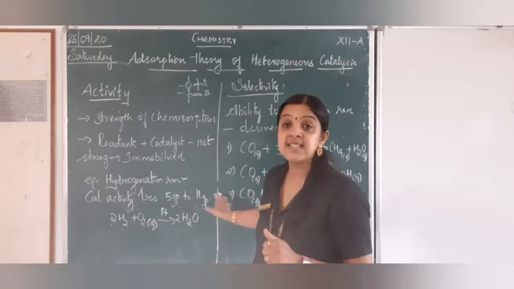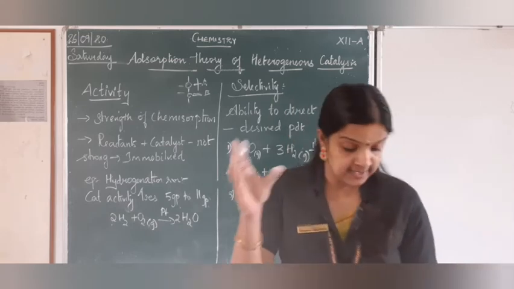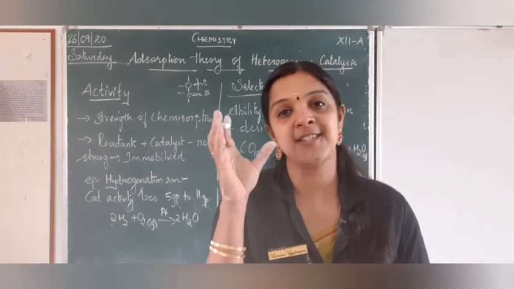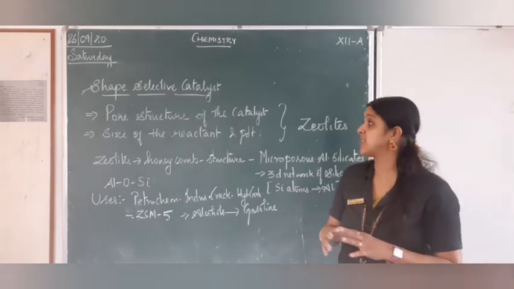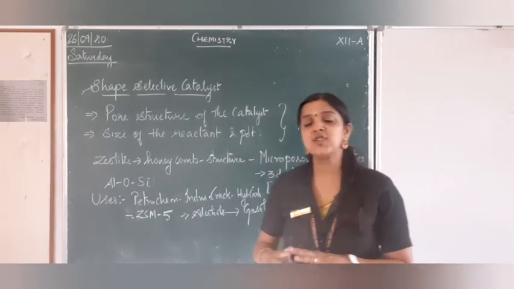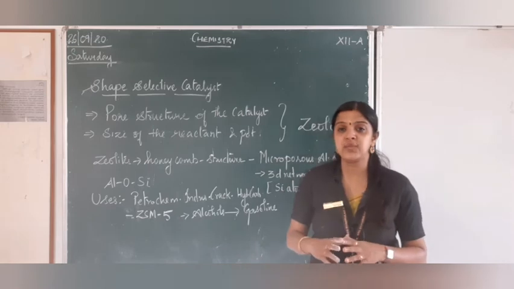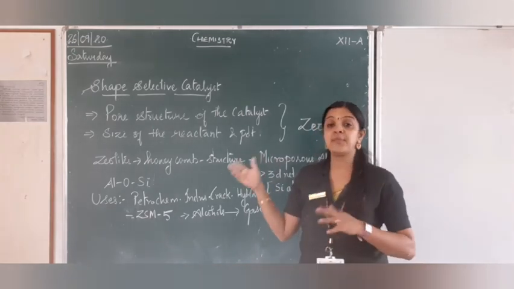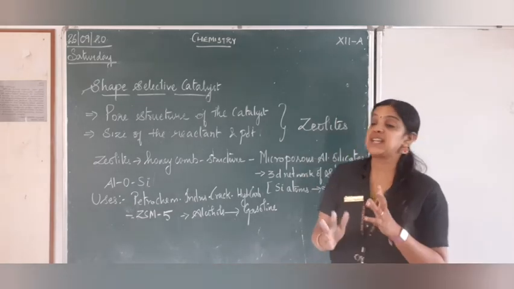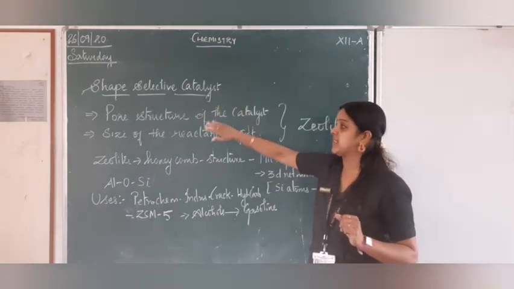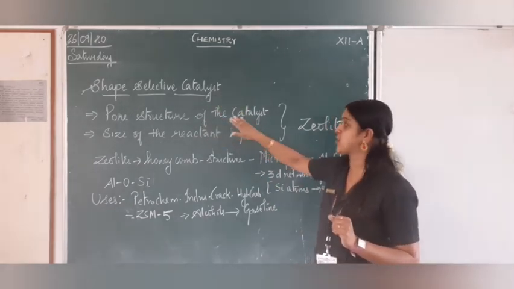So activity and selectivity, I hope you understood. Then we will go for shape selective catalyst, which are called zeolites. We will learn about shape selective catalyst. So we saw what is activity, what is selectivity. Shape selective, from the name it is very clear that it depends on the shape or size. So this catalyst depends on the pore structure of the catalyst.